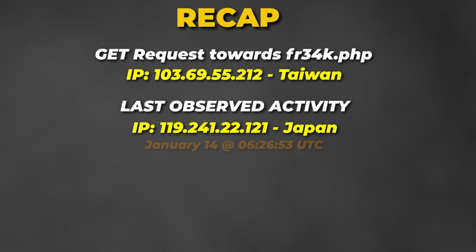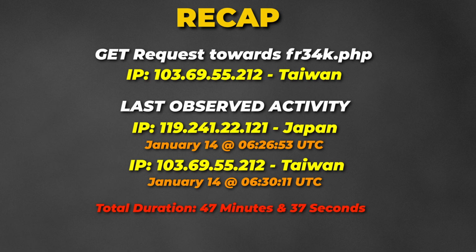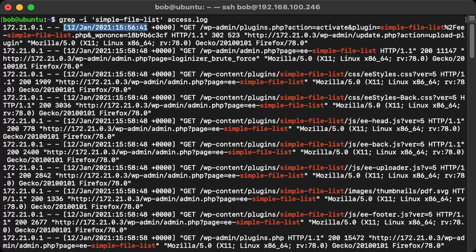The last observed activity for the IP of 119.241.22.121 was on January 14th at 6:26:53 UTC time, whereas the IP of 103.69.55.212 was on January 14th at 6:30:11 AM UTC time. The total duration was 47 minutes and 37 seconds. With this recap, I think we have enough information to try and complete the questions now.